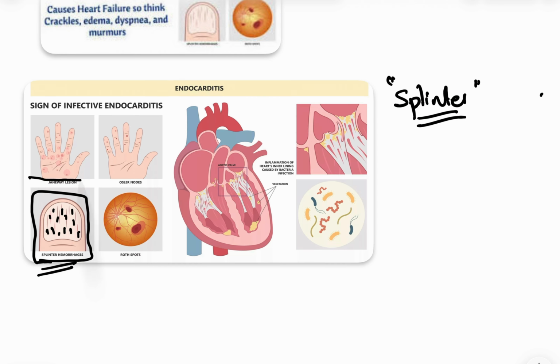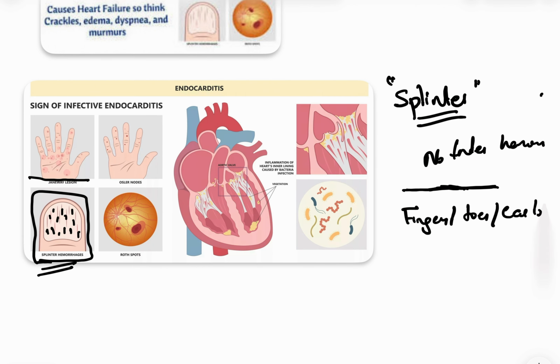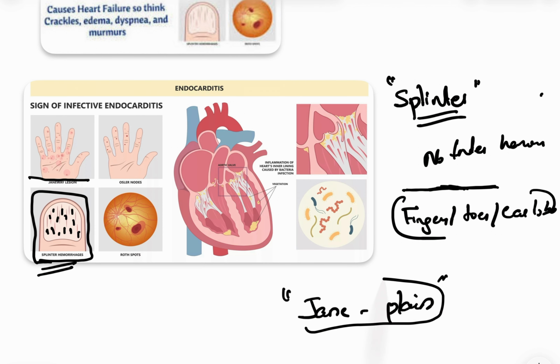And then we studied about the Janeway lesion. What is the Janeway lesion? The Janeway lesion is a plain lesion. That means no tenderness, no tender hemorrhage, but it is just like a discoloration of an area, most commonly seen in the fingers, toes or earlobe. So remember Janeway lesion, Jane for plain. That means there is no enlargement or no nodule or anything. It is just a plain lesion, that is Janeway lesion.